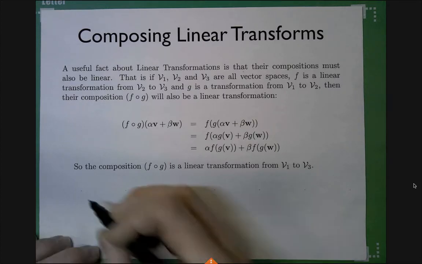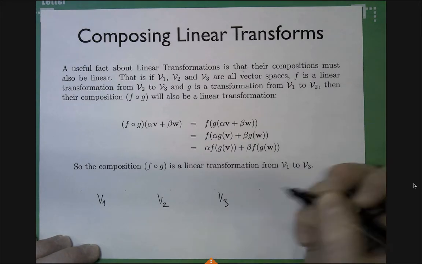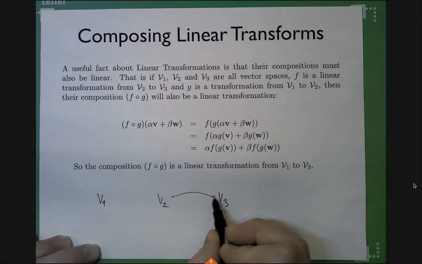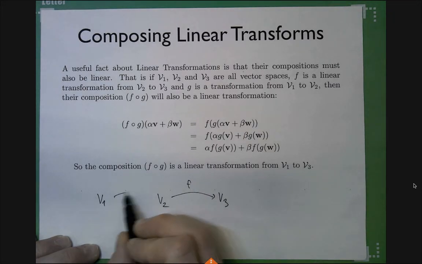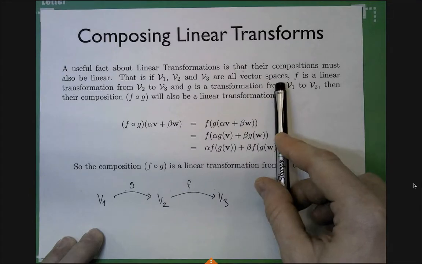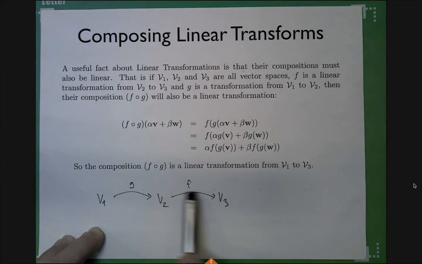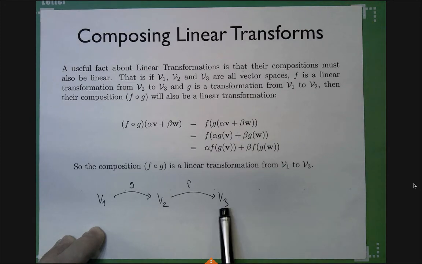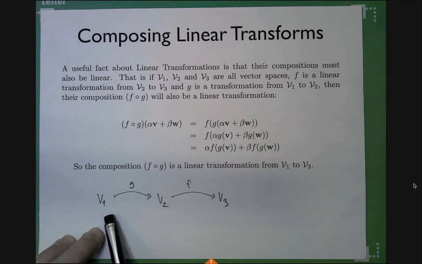So here's the thing. I have three vector spaces, V1, V2, and V3. And I have a transformation F going from V2 to V3, and a transformation G going from V1 to V2. Okay, so that's what's said here. F and G are both linear transformations. F takes a vector from V2 and gives me a vector in V3. G is another linear transformation, a different one obviously, which takes a vector from V1 and returns a vector in V2.